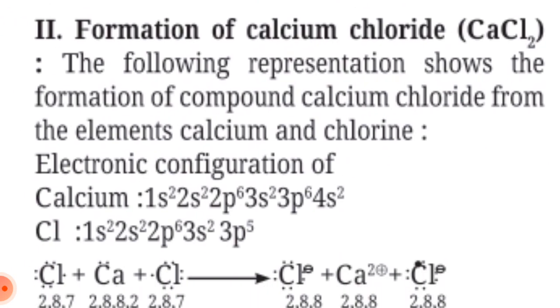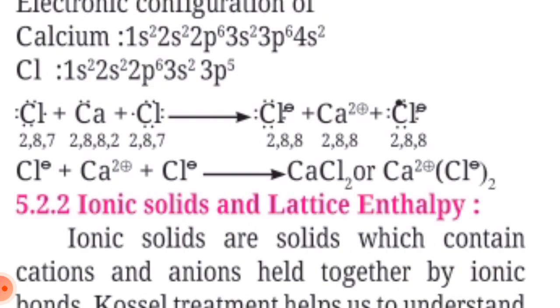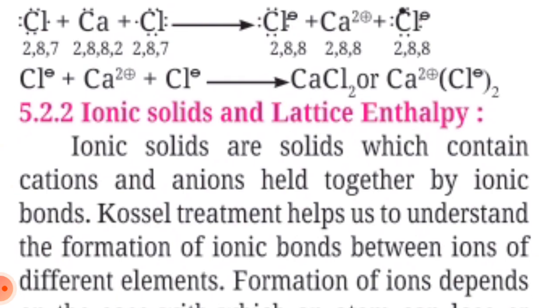Formation of calcium chloride, CaCl2. The following representations show the formation of the compound calcium chloride from the elements calcium and chlorine. Electronic configuration of calcium: 1s2, 2s2, 2p6, 3s2, 3p6, 4s2. Chlorine: 1s2, 2s2, 2p6, 3s2, 3p5. Two chlorine atoms react with calcium to form CaCl2, or Ca2+ and 2Cl-.